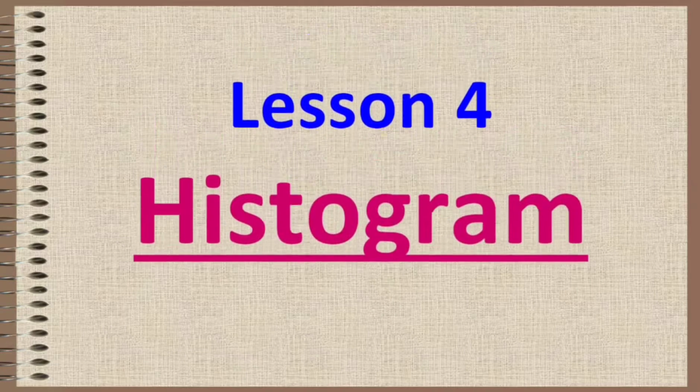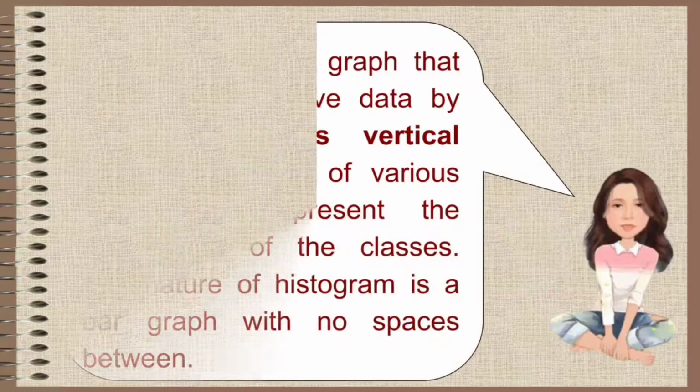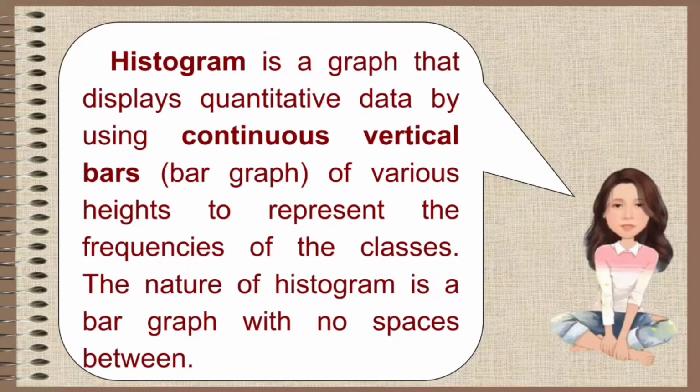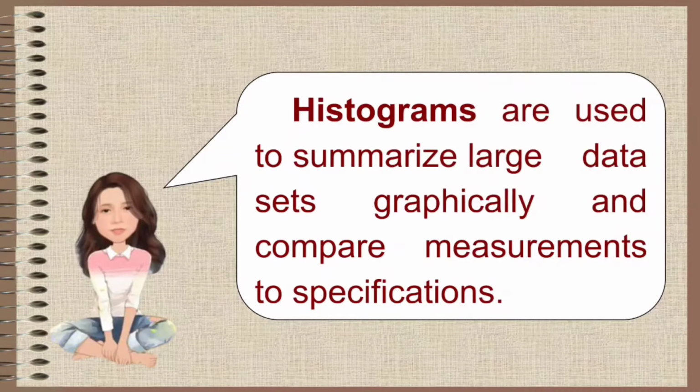Next, let's have the histogram. A histogram is a graph that displays quantitative data by using continuous vertical bars or a bar graph of various heights to represent the frequency of the classes. The nature of a histogram is a bar graph with no spaces between. So the difference between the histogram and the bar graph is that there are no spaces in the histogram. Histograms are used to summarize large data sets graphically and compare measurements to specification.